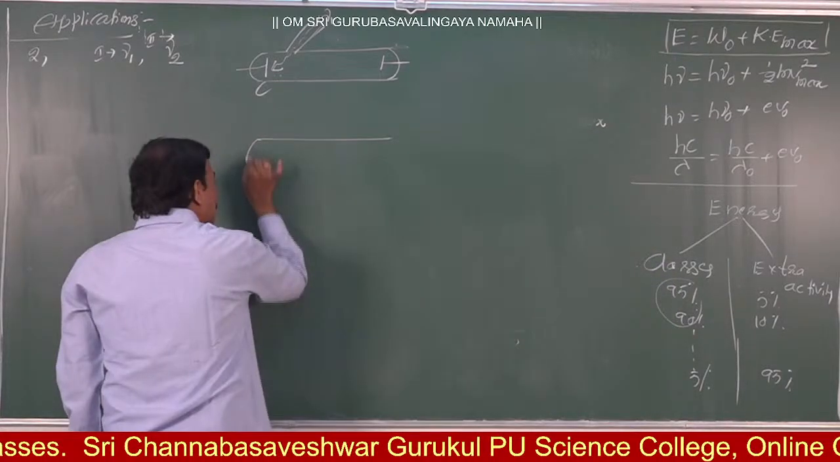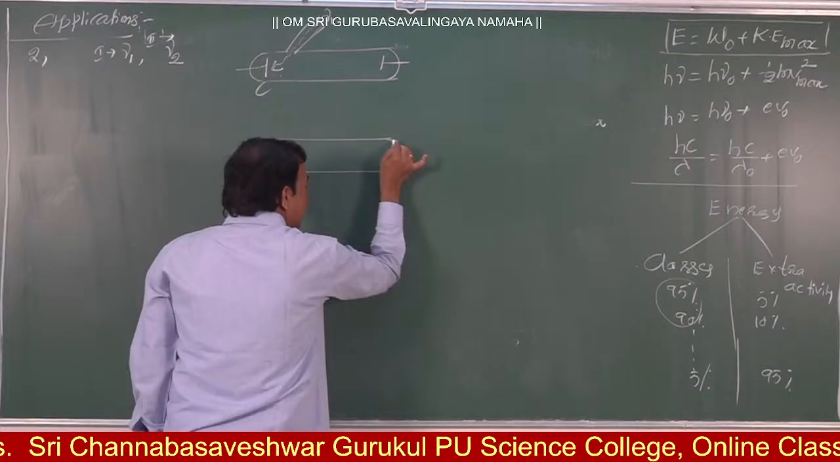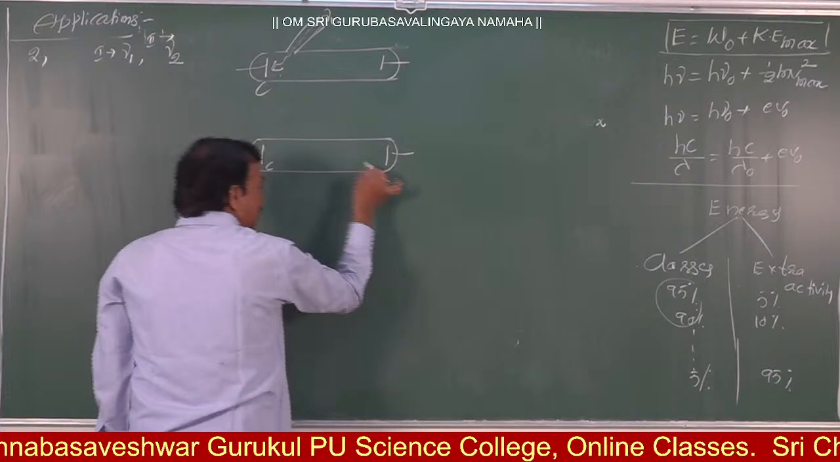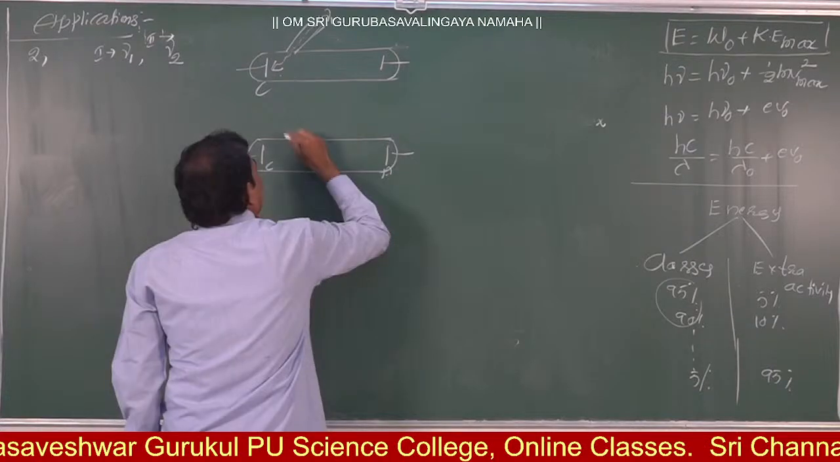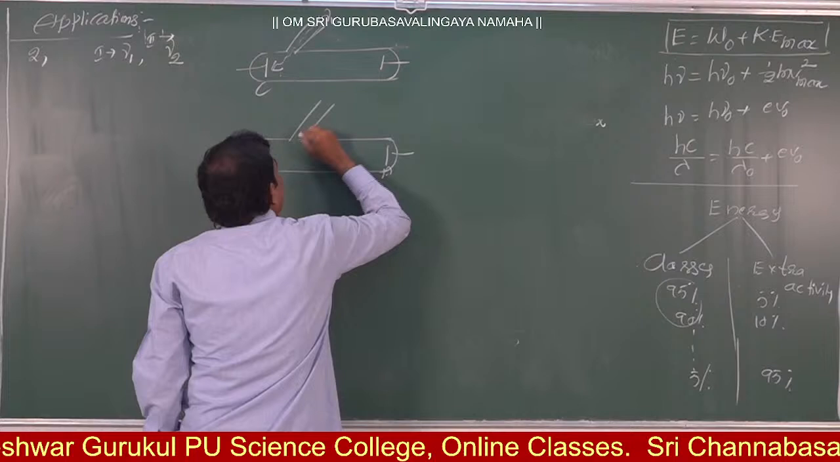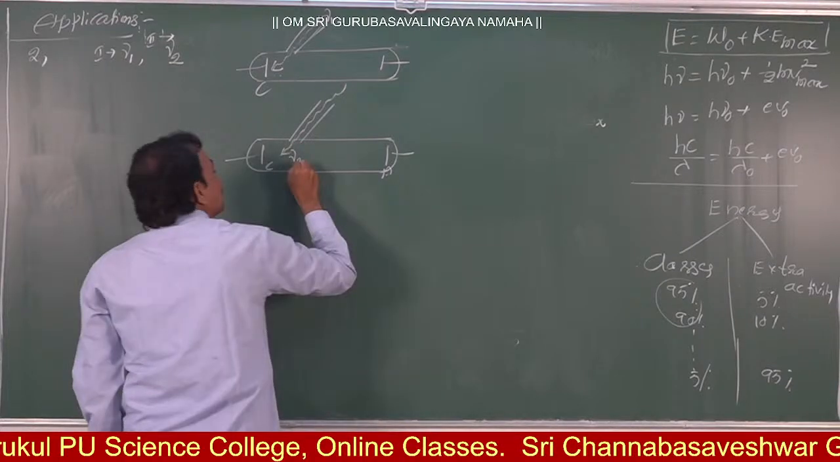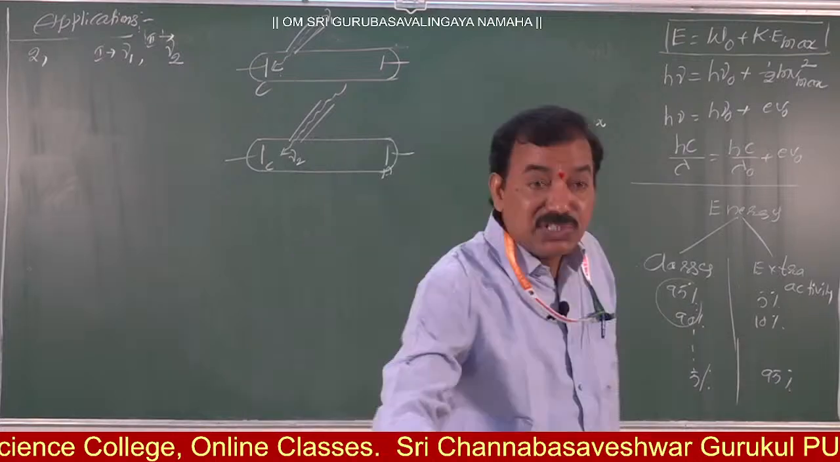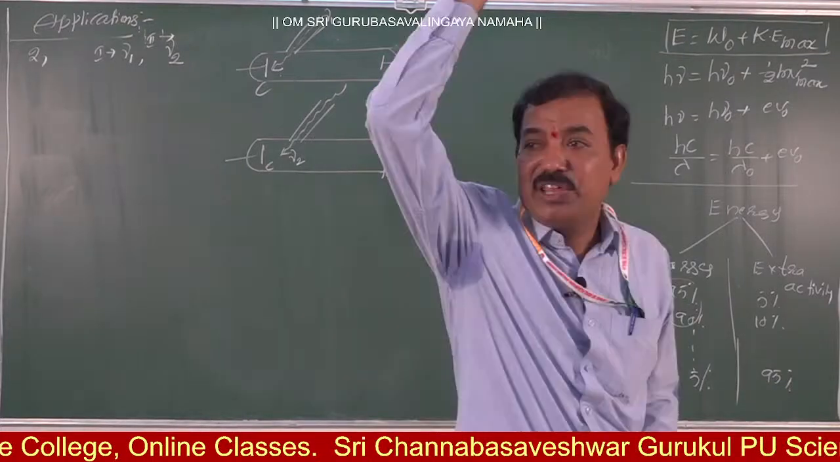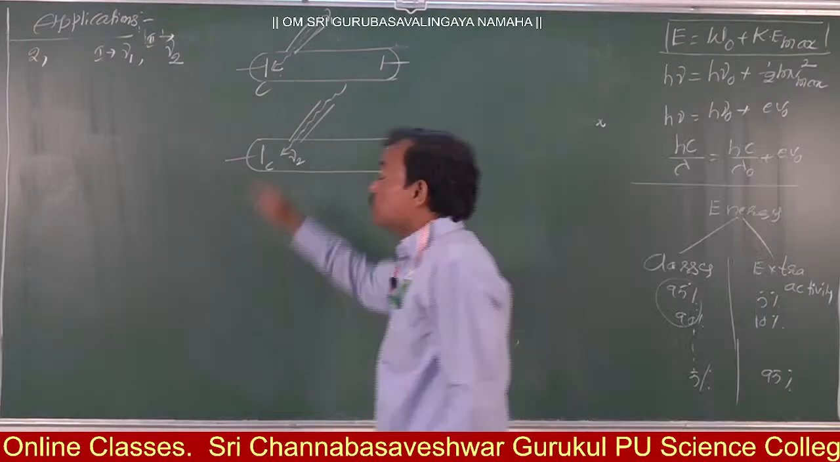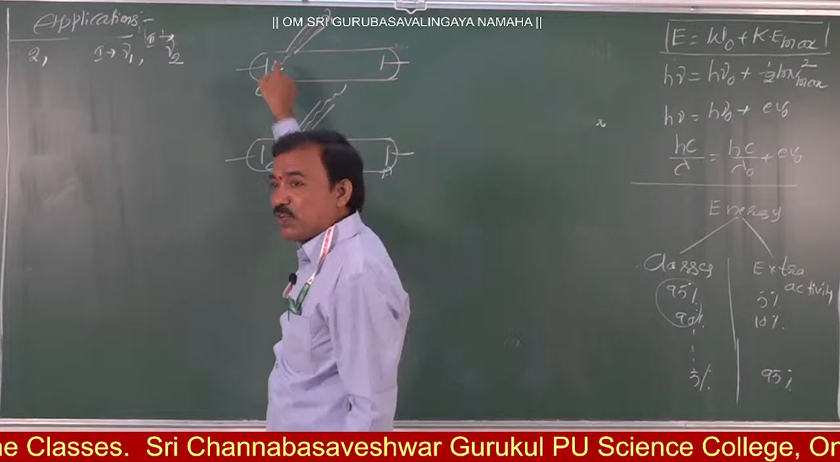Same cathode surface again, same emitting surface only, this is A1, and this is a transparent window. This frequency of light is nu2. Here the emitting surface C should remain the same. What we have to change is the frequency: the first frequency is nu1, the second frequency is nu2.